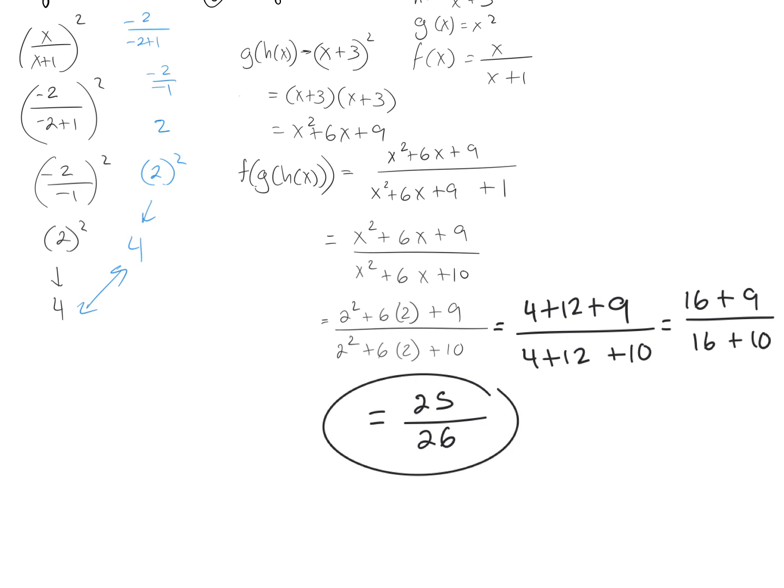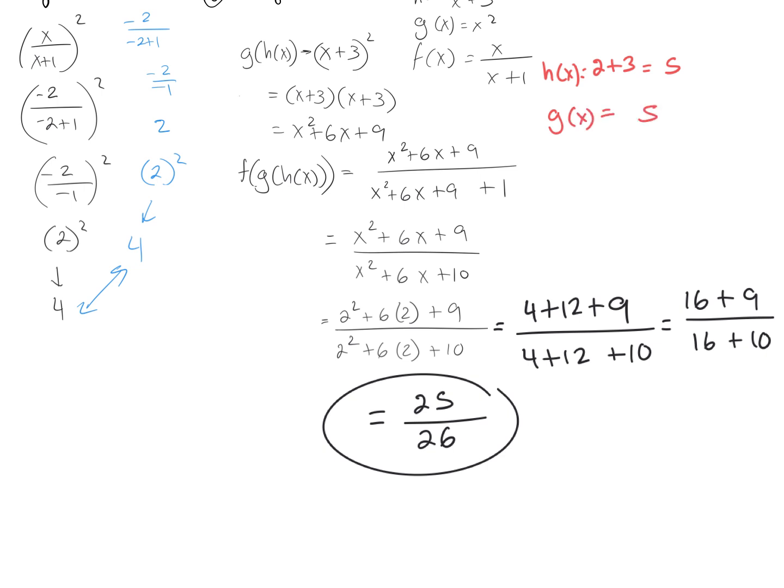Now you could have done that, which was plugging in all of the x's first. The other way you could have done it is plugging in that 2 into h. So you can plug in the 2 into the h first to get 5. So this is h of x. And you can plug the 5 into g of x.